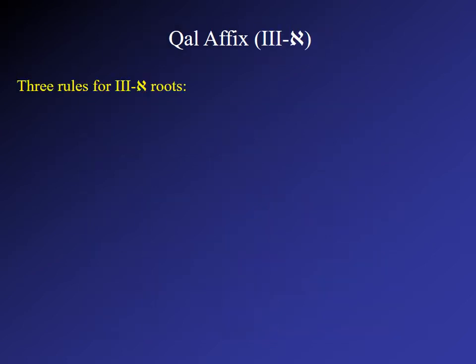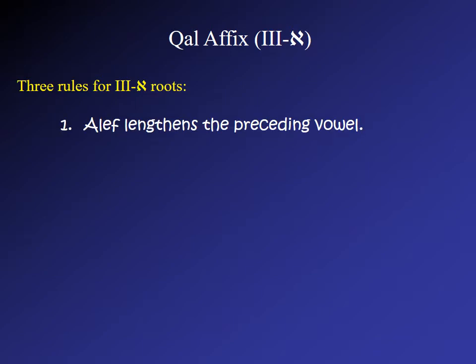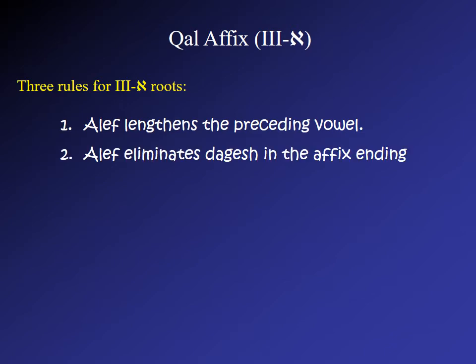Slightly more complicated is the third aleph Qal affix. So before we had first guttural, now we're having third aleph. This is specific to the aleph and not to the other gutturals. So there are three rules that we can follow for third aleph roots. First of all, aleph will lengthen the vowel before it. Second, aleph eliminates the dagesh in the affix endings. And third, we don't write shva under the aleph in the affix form.